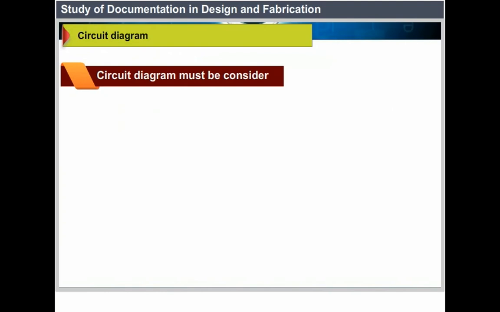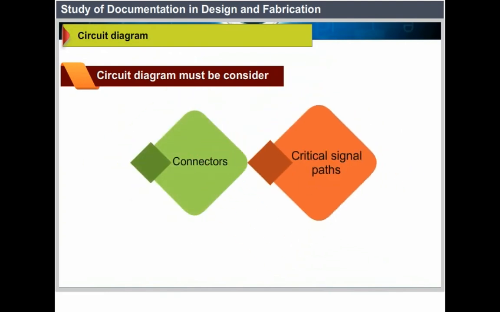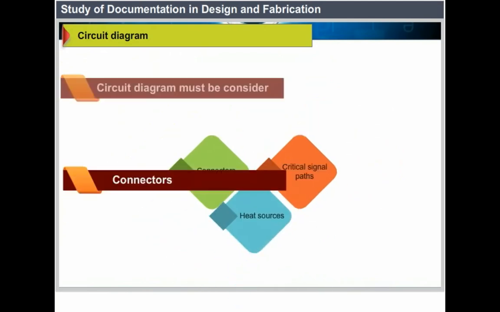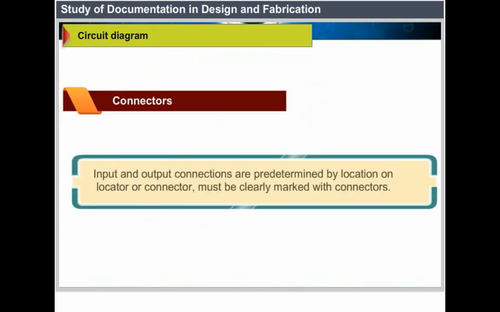Circuit diagram. The circuit diagram must consider connectors, critical signal paths, and heat sources. Connectors: input and output connections must be predetermined by location on a locator or connector. They must be clearly marked with connectors.